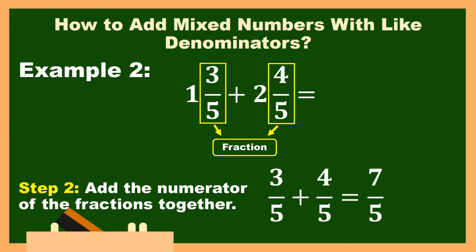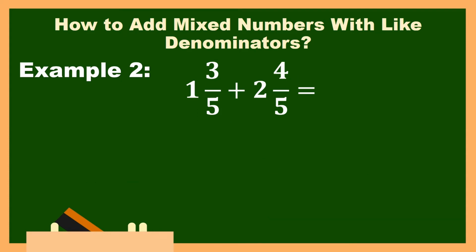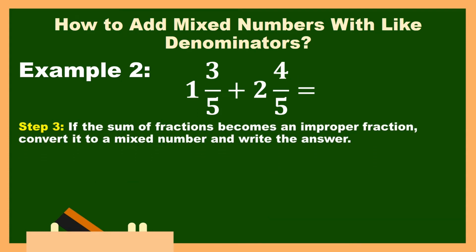Kasi nga, we just add the numerators. So, ang numerators dito ay 3 and 4. So, 3 plus 4 is equal to 7. That is why the result is 7 over 5. Step 3. If the sum of fractions becomes an improper fraction, convert it to a mixed number and write the answer.